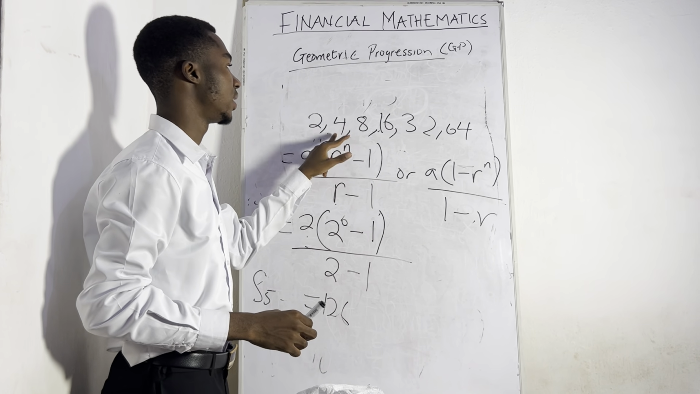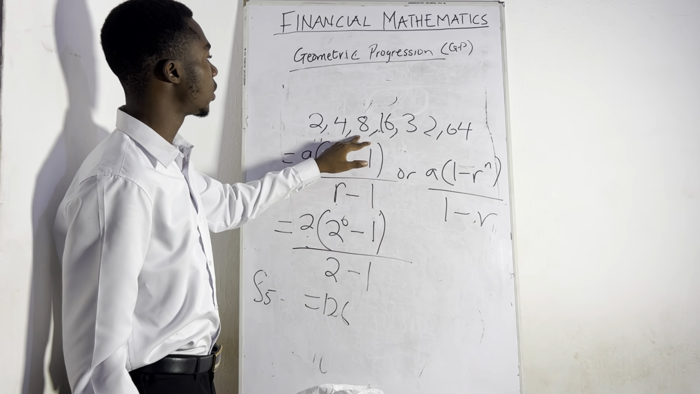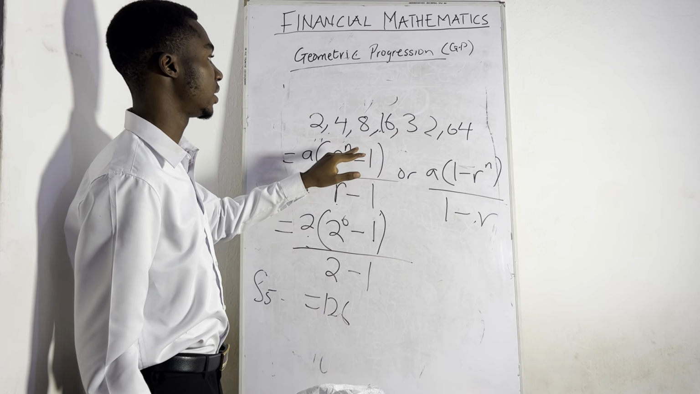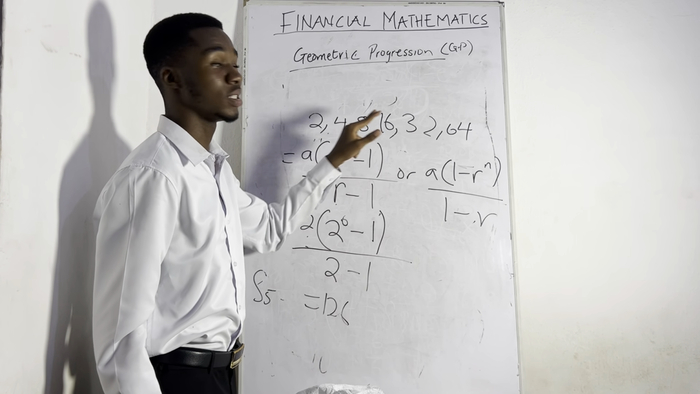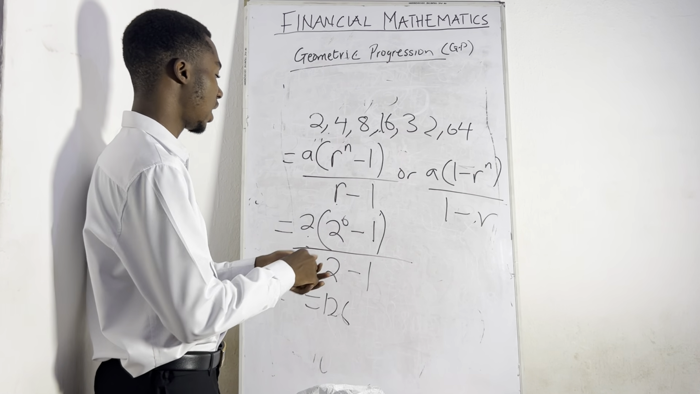2 plus 4 is 6. 6 plus 8 is 14. 14 plus 16 is 30. 30 plus 32 is 62. 62 plus 64 will give 126. So it means our answer is correct.